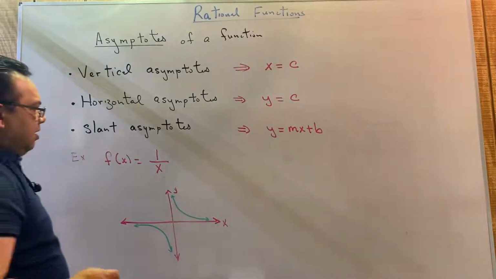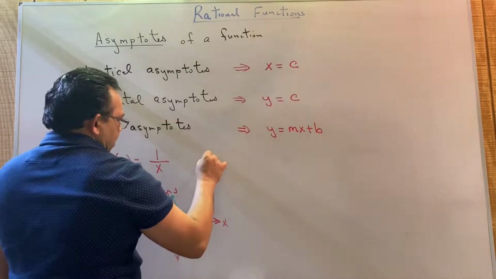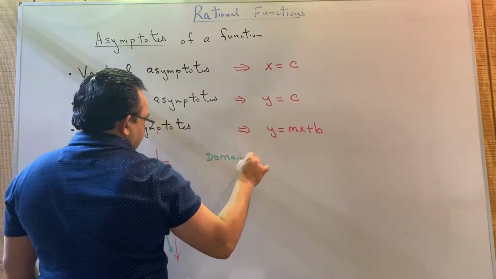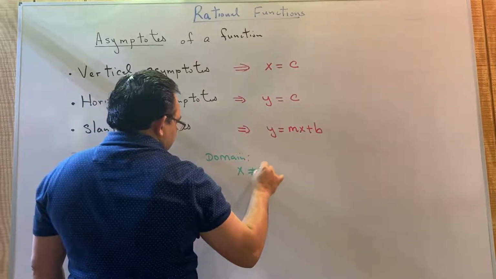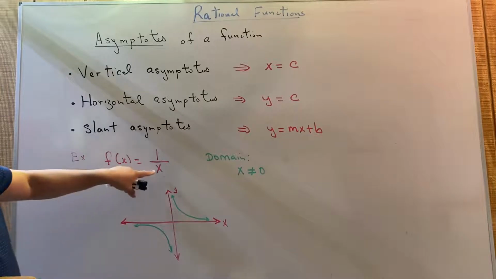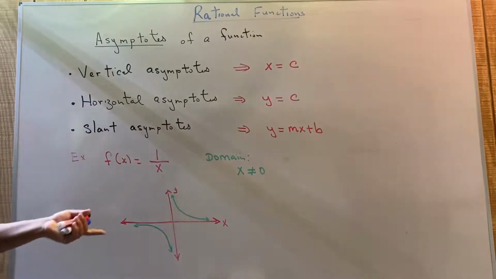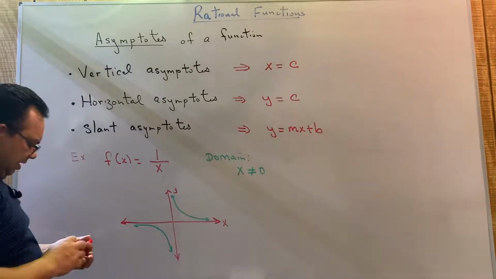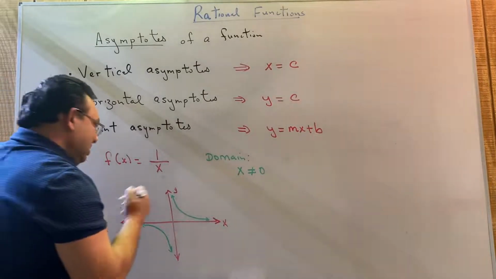And notice that for the domain here, x cannot be equal to 0. Right? X cannot be equal to 0. That's the only number that would not work in this function. Well, if you notice, there's something specifically happening where x is 0.